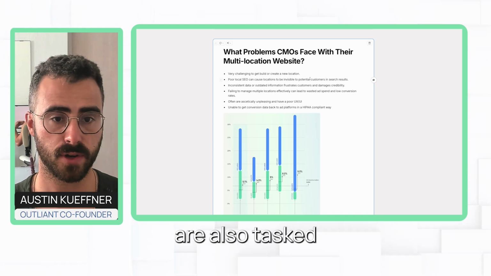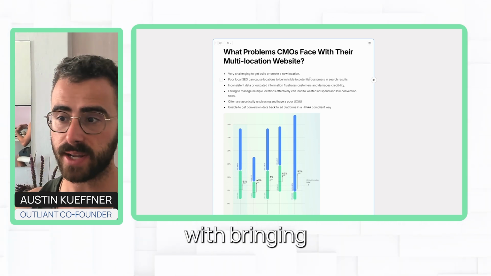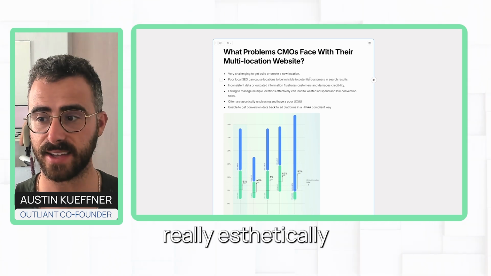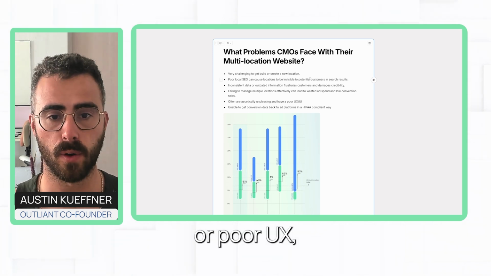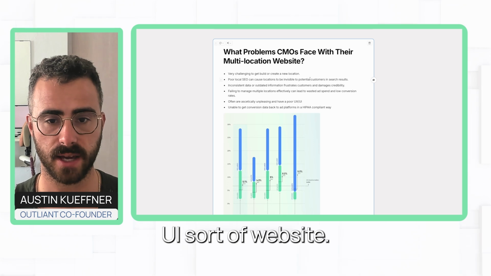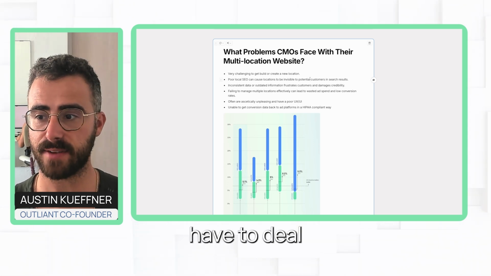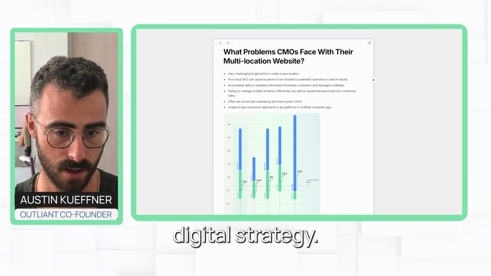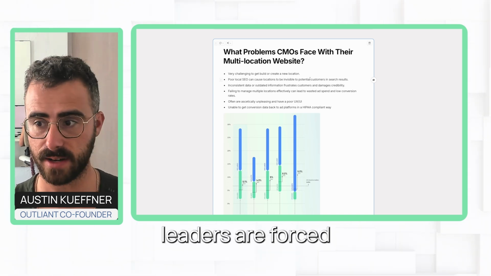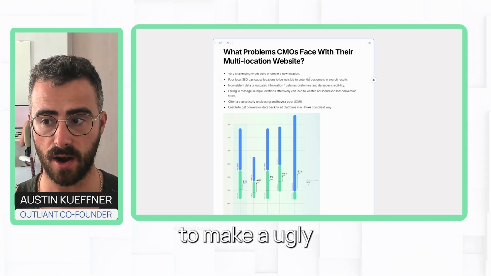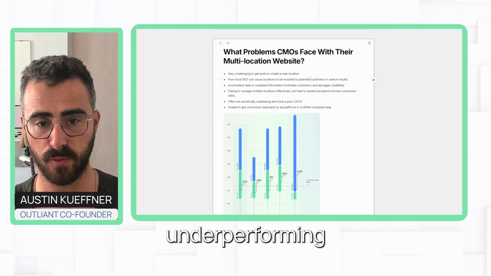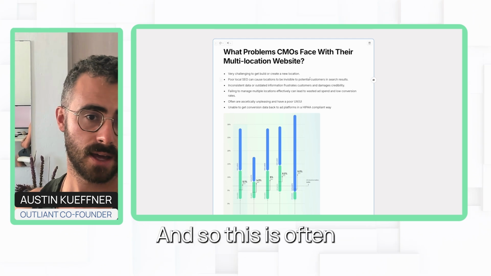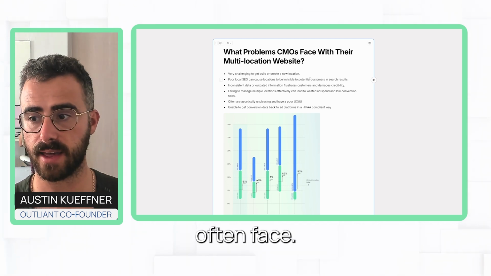Marketing leaders are also tasked with bringing in traffic and converting traffic with a really aesthetically unpleasing or poor UX/UI sort of website. I hate that marketing leaders have to deal with that because the website is the heart of your digital strategy. But a lot of marketing leaders are forced to make an ugly, unconverting, underperforming website perform in order for them to get their bonuses. And so this is often a struggle that they face.